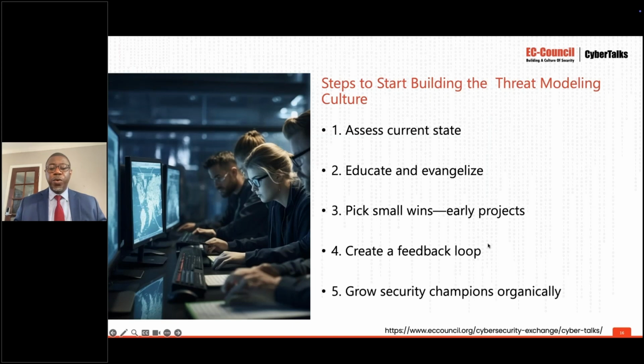And 5, we want to grow security champions organically. We want to take the time to grow our security champions. We want to let our team know that they are champions already, but we want to assist them in the growth process. We want to ensure that we are mentoring them. We want to ensure that they're excited about being part of cybersecurity. And by training them, educating them, getting them involved, and giving them small wins, we can create this excitement with cybersecurity, this excitement of being a part of the team.